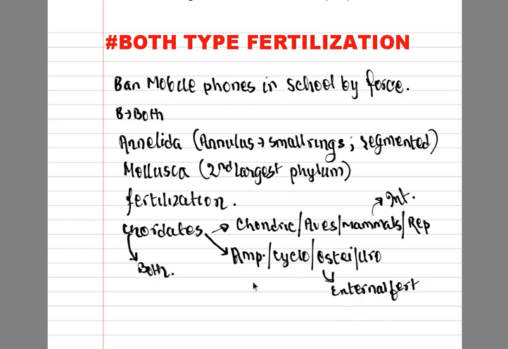Okay. Here you can add a word that starts with C, means ban mobile phones in school by force. In Calcutta, for example, Calcutta students were bringing mobile phones in school, so some higher authority declared that ban mobile phones in school in Calcutta. Rest all other phylums must show internal fertilization.